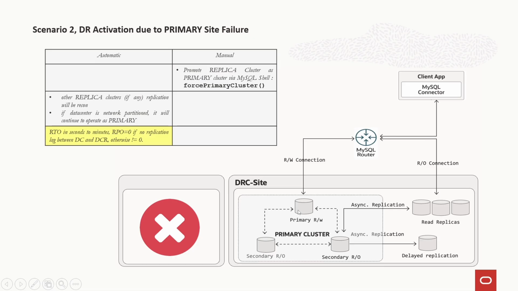So if the primary is shut down, then you can easily use force primary cluster to make this DR side become the primary cluster. Again, the application does not need to change anything. Router does not need to change anything. What you need is actually to do one command, force primary cluster.